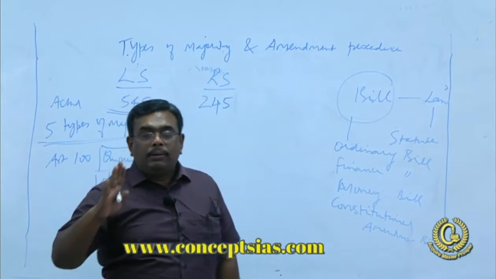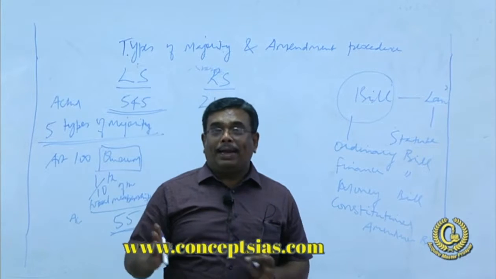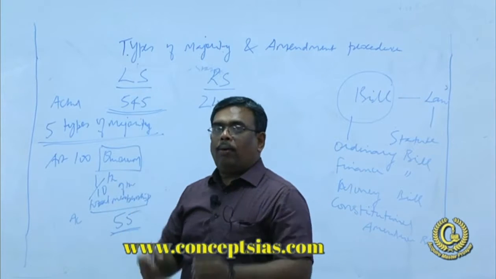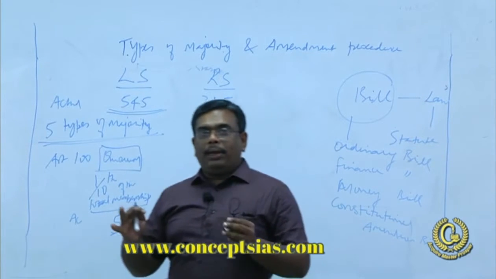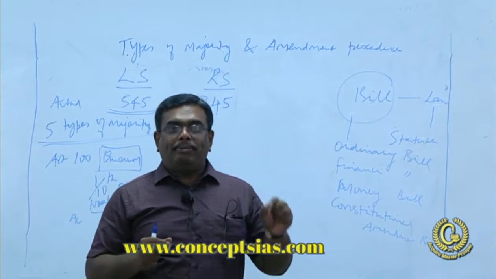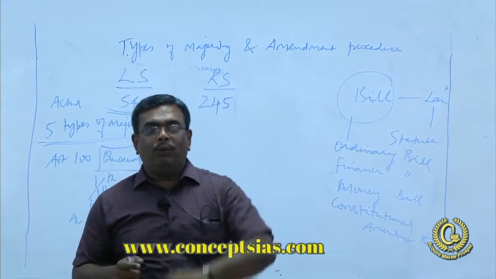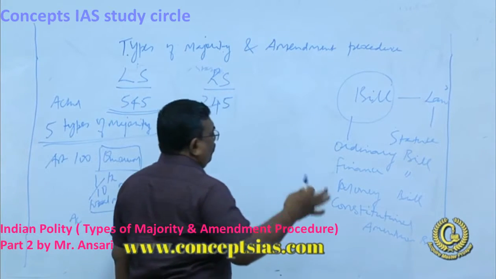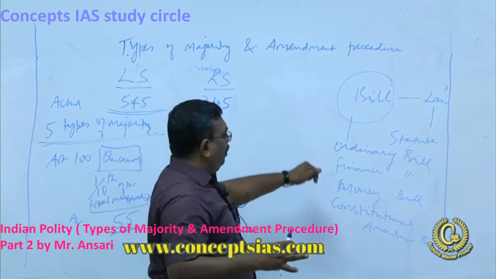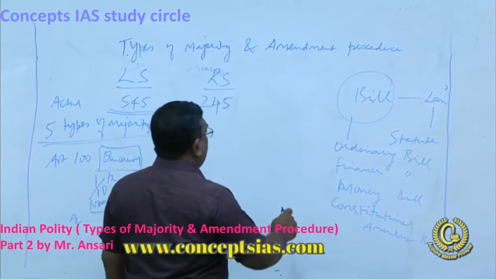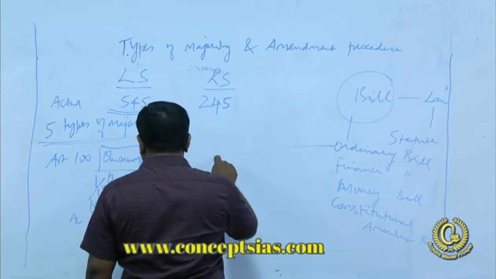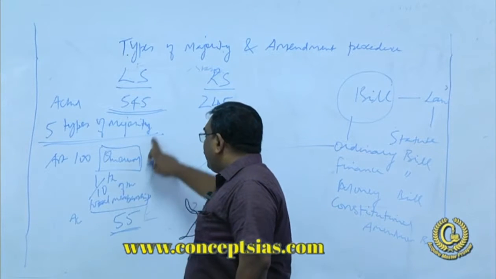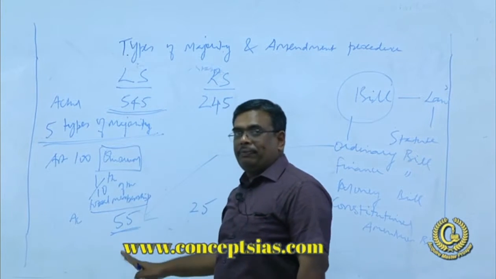Now, to get these bills passed in the Parliament, certain majorities are to be adopted. Only with the stipulated majority of members supporting that bill would it get passed in the Parliament. So, while getting an ordinary bill passed, you need to have the minimum quorum. The minimum quorum is, for Lok Sabha, just 55.